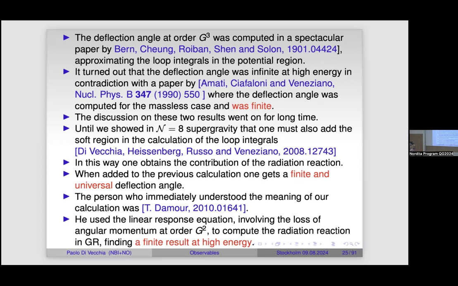And this was the way to obtain what we now understand was the radiation reaction that for the first time appeared at two-loop level. Now, the person who immediately understood the meaning of our calculation was Thibault Damour, and he used the linear response equation involving the loss of angular momentum at order G squared to compute directly the radiation reaction in GR, finding a finite result at high energy.